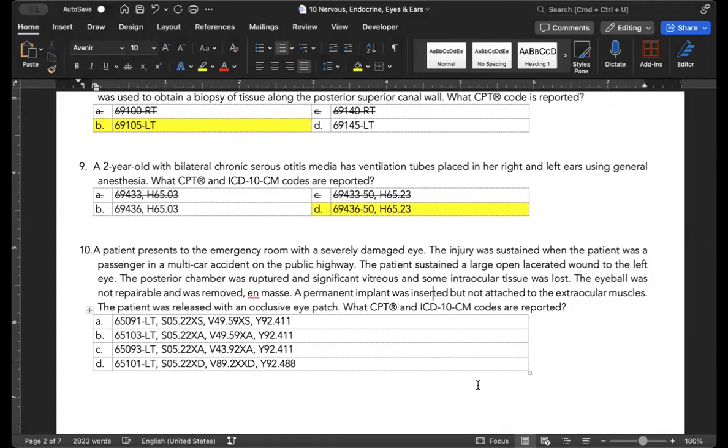And then last but not least, number 10. This one's got a lot in it code-wise, but we can narrow it down fairly easy. So patient presents to the emergency room with a severely damaged eye. The injury was sustained when the patient was a passenger in a multi-car accident on the public highway.